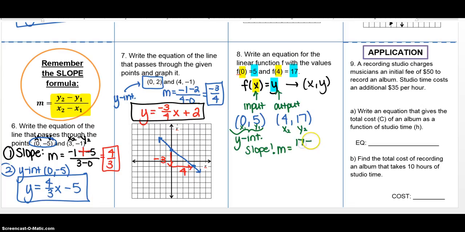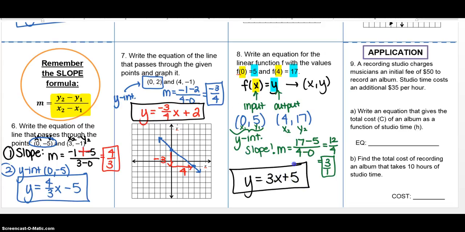So 17 minus 5 over 4 minus 0, 12 over 4. Hopefully we wouldn't leave it like that, right? That simplifies to 3 over 1, which is just 3. So your final equation, y equals 3x. Go back, what was the y-intercept? It was 5, and it's positive, so we write plus 5.